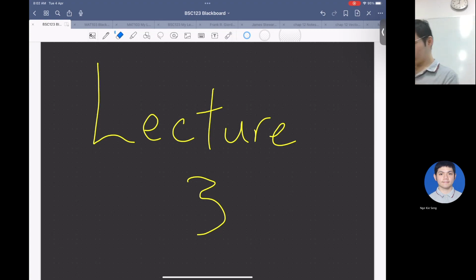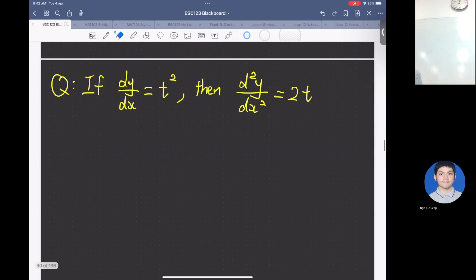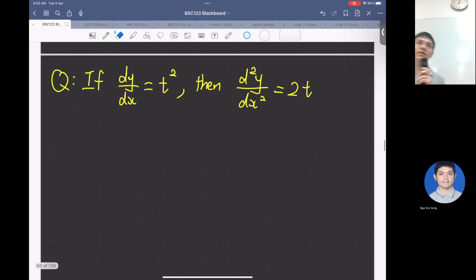Okay. Welcome back to this week's lecture. I collected a few questions for you guys, so maybe we'll present them first. We'll make it a short tutorial section now. Our first question is, if dy/dx equals t squared, is the second derivative equal to 2t? Yes or no?